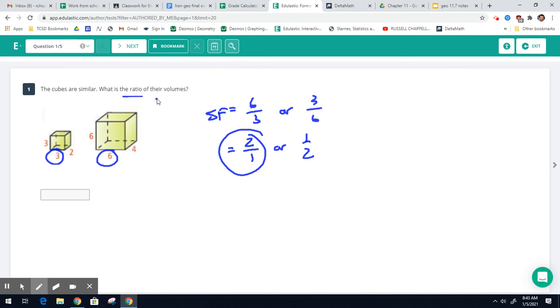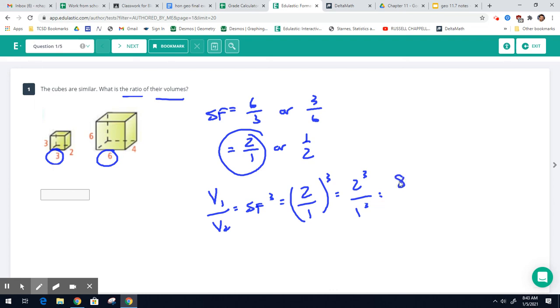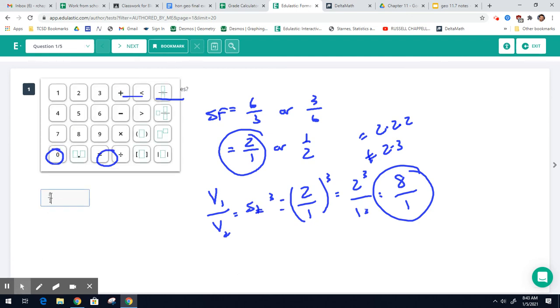So then what is the ratio of their volumes? We have to know that the ratio of their volumes is equal to the scale factor cubed. So I'm going to take 2 over 1, and I'm going to cube that, which means I'm going to cube the 2 and cube the 1. 2 cubed is 2 times 2 times 2. It's 8, not 6. This is not 2 times 3. And then 1 cubed is just 1. That's my answer, 8 over 1. And again, you could also have 1 over 8 if you did it that way. That order doesn't matter.